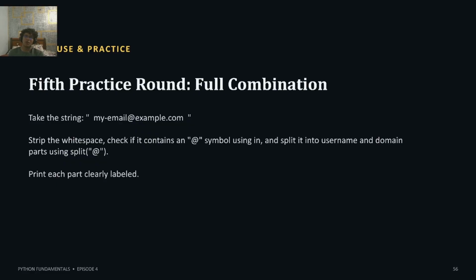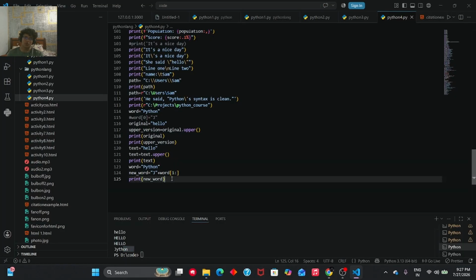Just pause the video and practice this question by yourself first. Then you can resume the video. What's the question? Take the string, strip the whitespace, check if it contains an at the rate symbol using in, and split it into username and domain parts using split at the rate. Print each part. Okay, but let's try this question.